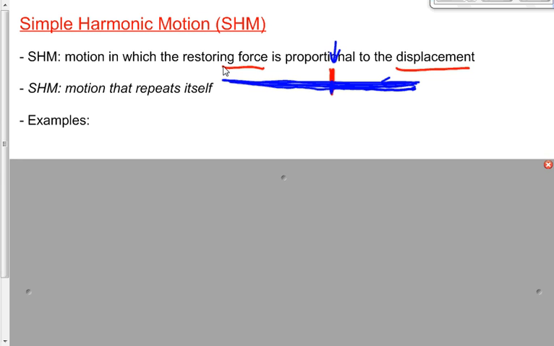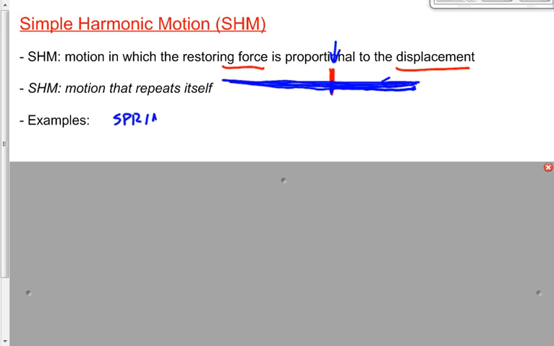All right. What are some examples of simple harmonic motion? Well, we talked about a couple already, right? The spring. The elastic. When we stretch a spring or stretch an elastic, and we let it go, it's going to vibrate back and forth, to and fro motion, motion that repeats itself, because the restoring force is directly proportional to the displacement.